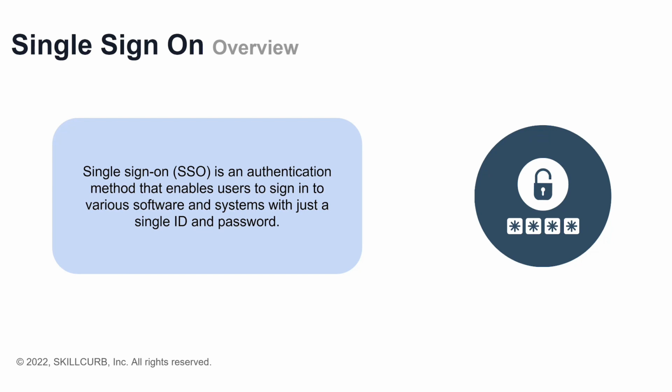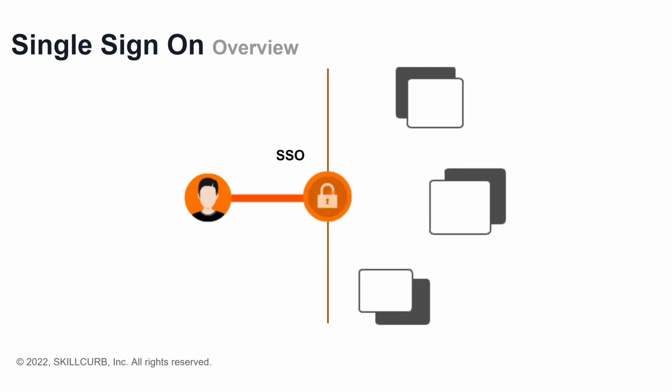Single sign-on, or SSO, is an authentication method that enables users to sign into various software and systems with just a single ID and password. SSO allows IT departments to administrate a single identity that can access many machines and cloud services. Login for SSO is seamless, where a user once logs into their primary directory, as soon as they utilize the software, they are not presented with a login screen.